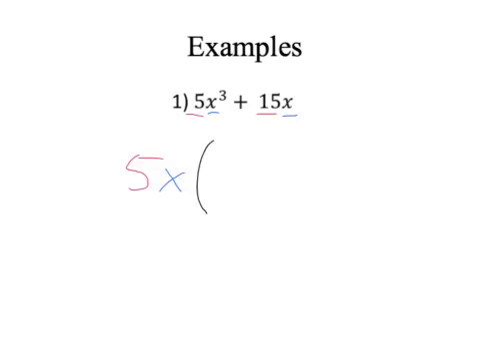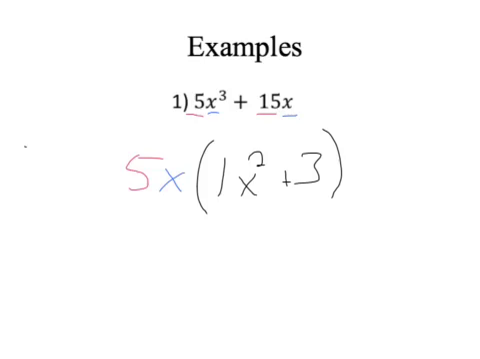So now I want to take each term and divide it by that GCF. For 5x to the third, I do 5 divided by 5, which is 1. I have 3 x's here, and I'm taking one of those x's out, so I have 2 left over. Then I want to do 15 divided by 5, which is 3. And in the original problem, I have 1x, and I took that 1x out, so I don't have any left. So it should be just plus 3.